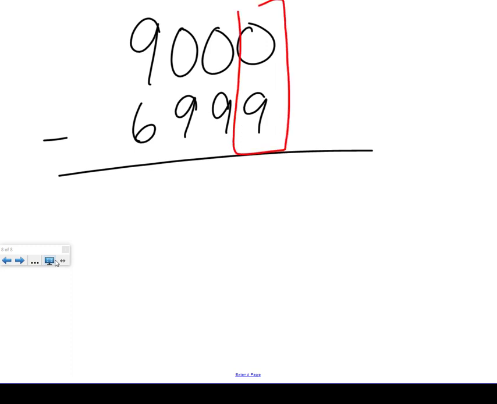If I have nothing, I cannot take 9 away from it. So I go next door to borrow. And I can't borrow anything because that one is nothing. So I keep moving along until I can find something I can borrow from. This one is also 0, so I'm going to go way over here, and I'm finally at the 9s. If I borrow from the 9s, it becomes an 8. When I bring it next door here, it becomes 10.